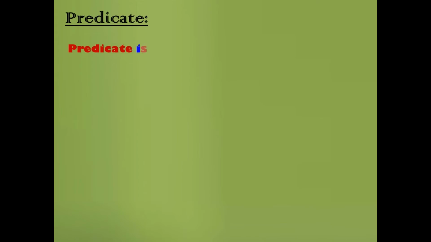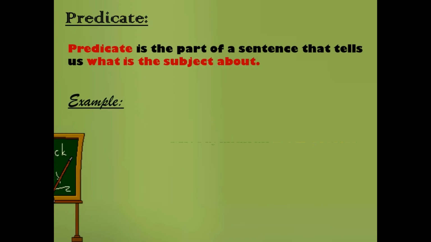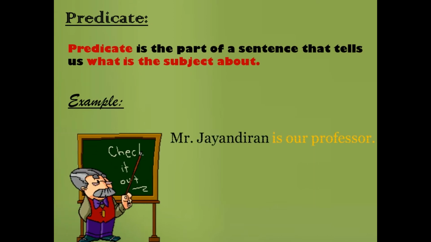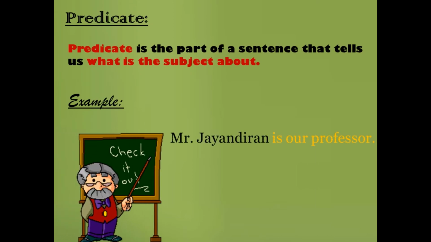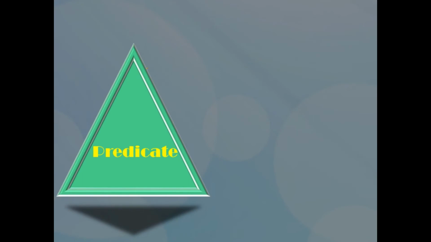Let us turn our attention to predicate. Predicate is the part of a sentence that tells us what the subject is about. For example, Mr. Jayendran is our professor. Here, is our professor, the telling part of the sentence, is the predicate. Let us understand the structure of predicate.